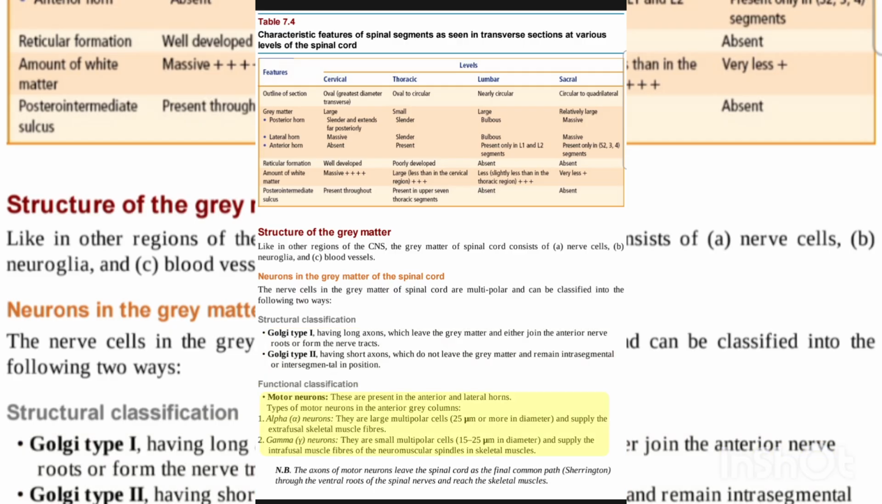Functional classification. Motor neurons, these are present in the anterior and lateral horns. Types of motor neurons in the anterior gray columns. 1. Alpha neurons. They are large multipolar cells, 25 μm or more in diameter, and supply the extrafusal skeletal muscle fibers. 2. Gamma neurons. They are small multipolar cells, 15 to 25 μm in diameter, and supply the intrafusal muscle fibers of the neuromuscular spindles in skeletal muscles. N.B. The axons of motor neurons leave the spinal cord as the final common path, Sherrington, through the ventral roots of the spinal nerves and reach the skeletal muscles.